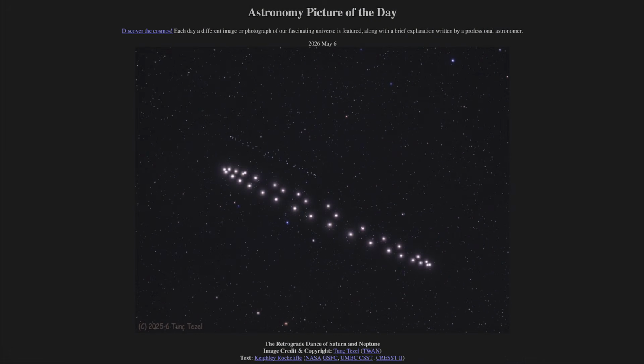So that was our picture of the day, titled The Retrograde Dance of Saturn and Neptune.